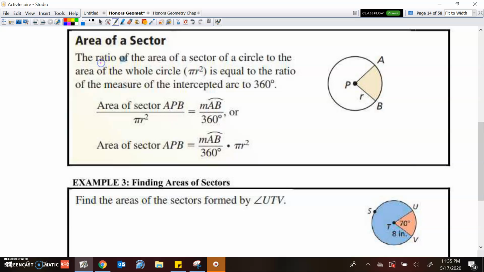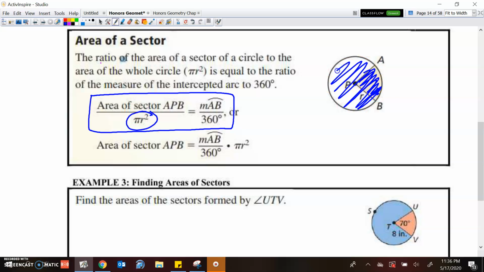So here it says the ratio of the area of a sector of a circle to the area of the whole circle is equal to the ratio of the measure of the intercepted arc to 360. Same as we saw before, here is our proportion that I'm going to stick with. It's the area of this piece of the pie compared to the area of the whole pie, which we know is pi r squared, compared to the degree measure of this arc, the measure of arc AB, to the degree measure of the entire circle, which is 360.